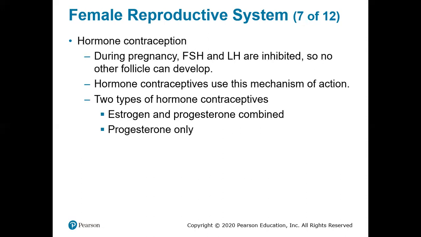Hormone contraception. This is on page 563. So during pregnancy, FSH and LH are inhibited, so no other follicle can develop. Hormone contraceptives use this mechanism of action. There are two types of hormone contraceptives: estrogen and progesterone combined, and progesterone only.